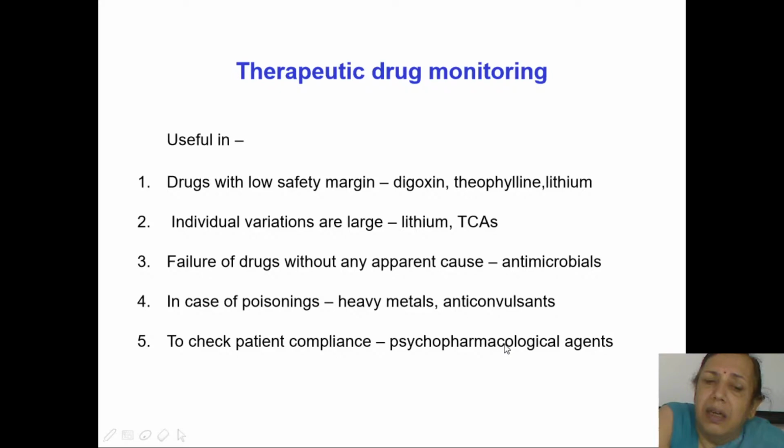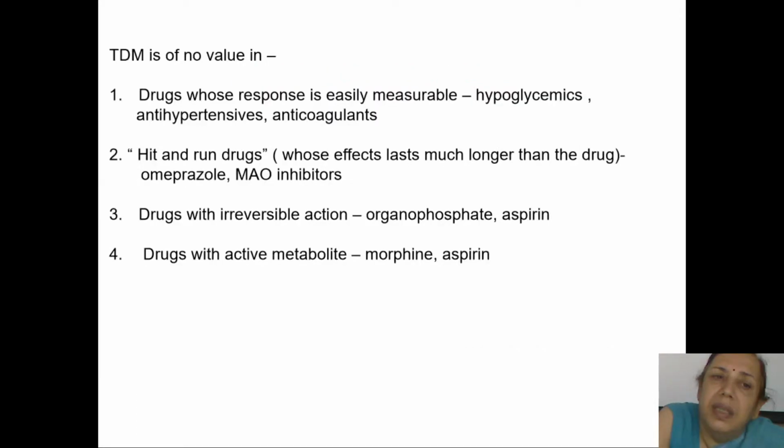You may come across patients who may not take the medicine at all, or they may be irregular, and they may come and complain the drug is not effective. So in certain cases you may try to see the effects and then relate them to the plasma levels, and then you look at the patient compliance, whether the patient has taken the medicine or has not taken the medicine. But there are certain situations where therapeutic drug monitoring is not of much value.